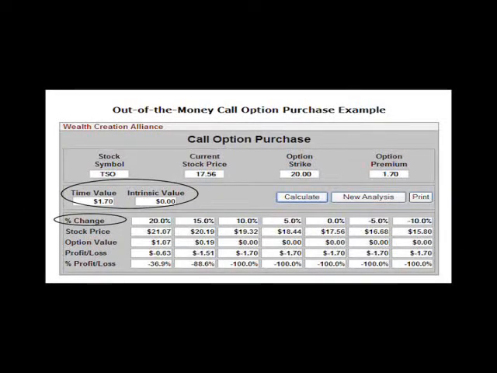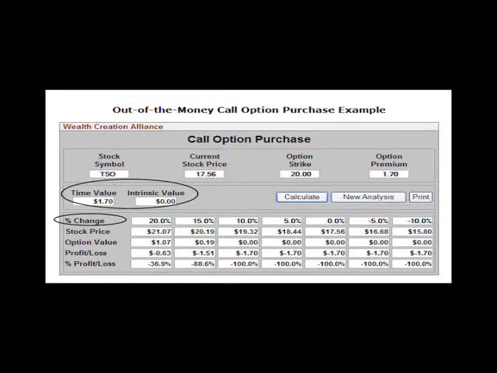Then in the percent change row, which is the first row of the calculator, type in your desired price percentage change for Tesoro stock at option expiration. This row is a user input and can be changed to any desired percentage change. In this example, I chose a range of percentages from a plus 20% to a minus 10%. Then click Calculate, and the calculator will calculate the profit loss potential for this option.